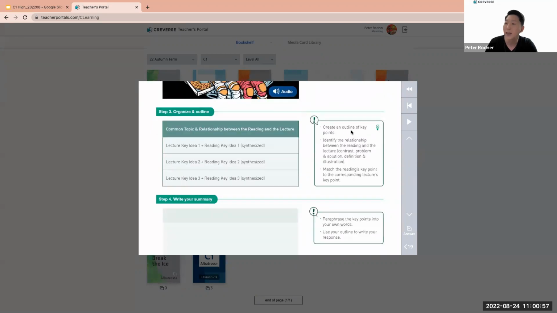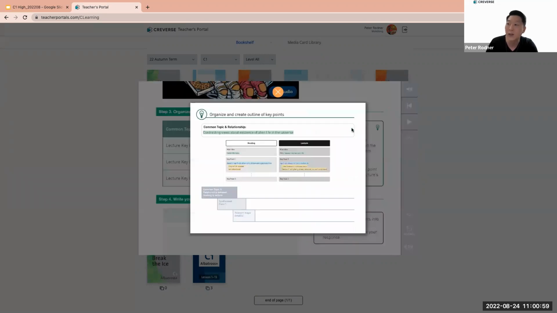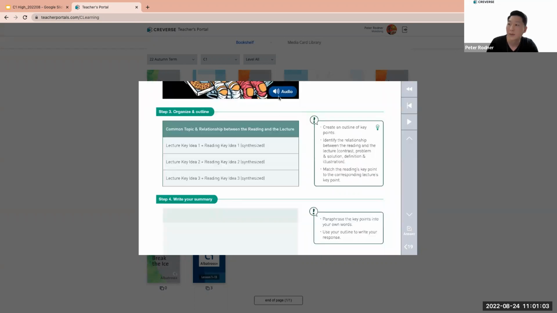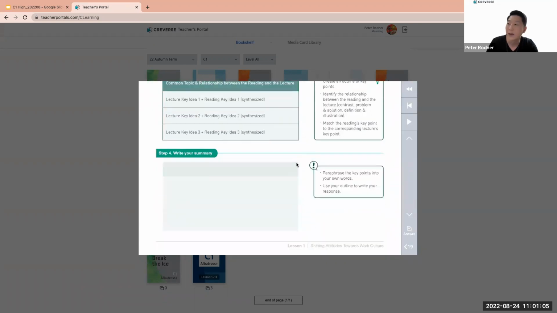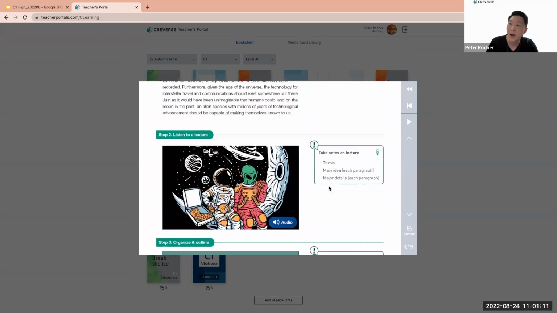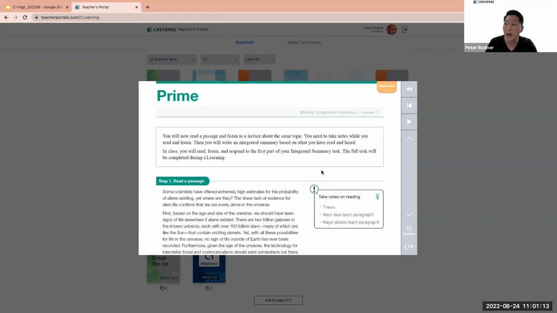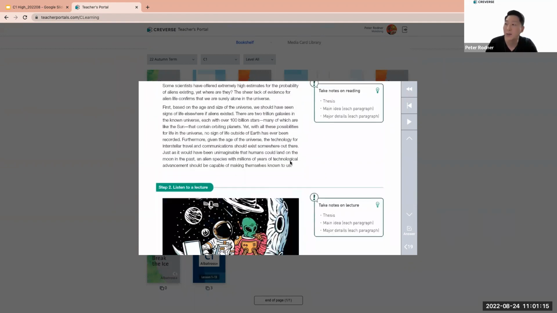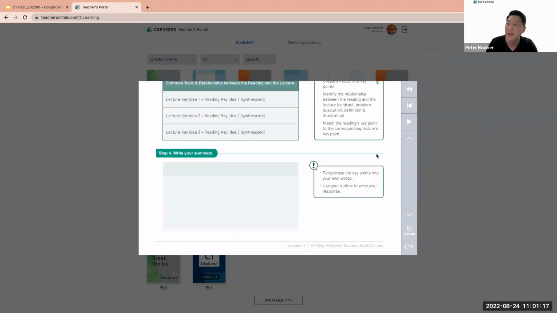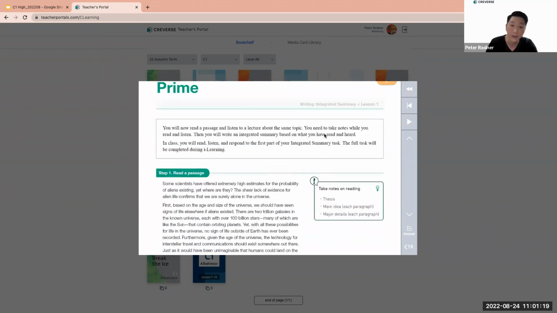And then finally, they're telling, hey, this is how you do an outline. And then at the end, they're supposed to write their own summary. Here, they're giving us some basic tips on that. Overall, the tips are okay. I wouldn't say they're the best, so I'll give you guys some extra tips. But overall, I do like that they've introduced this.